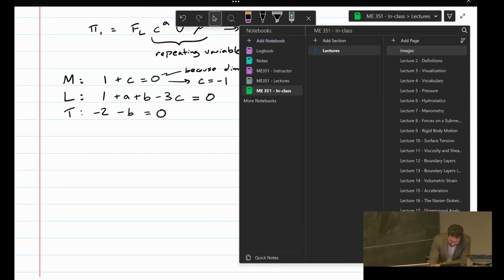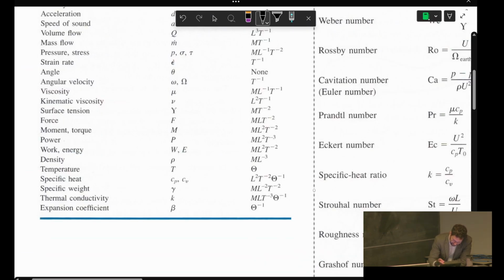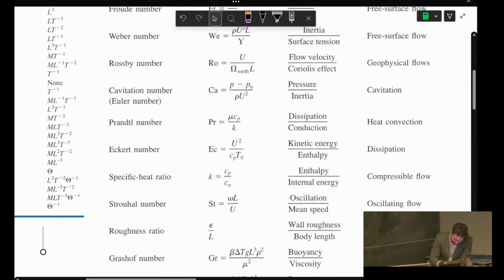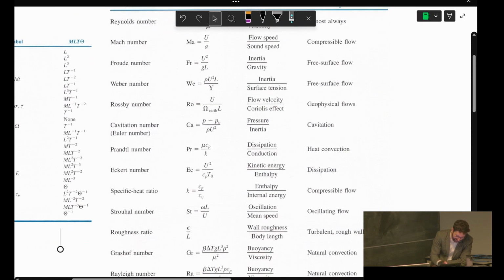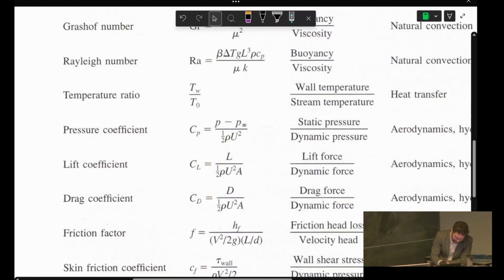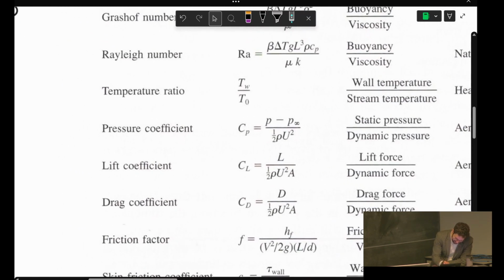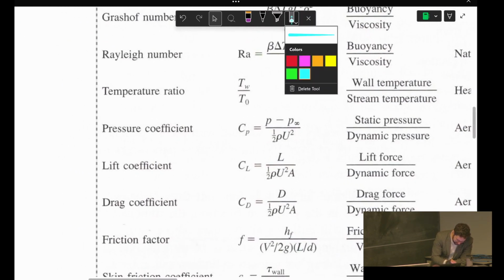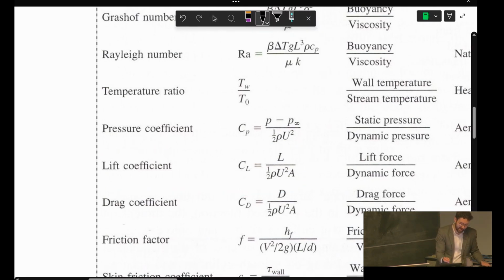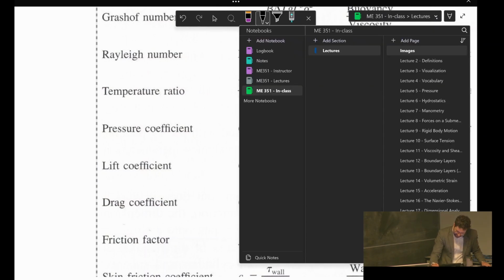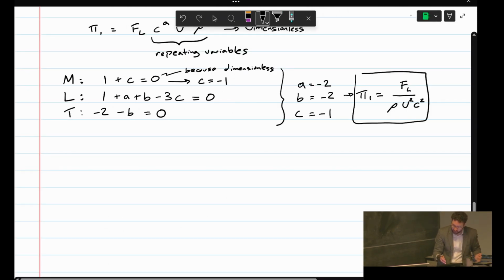So if we go to this handy table in the white book, I went through some of these non-dimensional parameters last time, but here's a massive table of non-dimensional parameters. Let's look at lift coefficient here. It's L over 1/2 rho u squared a, where a is an area scale. So we actually have something that's quite close to that. We're missing the 1/2, but Buckingham pi won't tell us about this 1/2 here. So we basically derive the lift coefficient now.